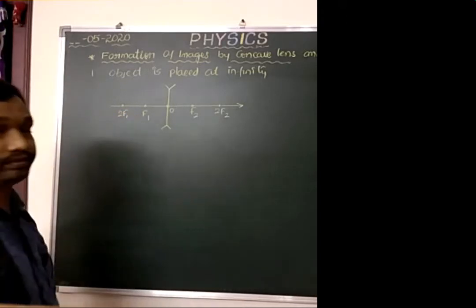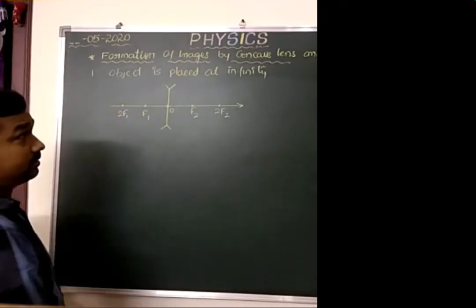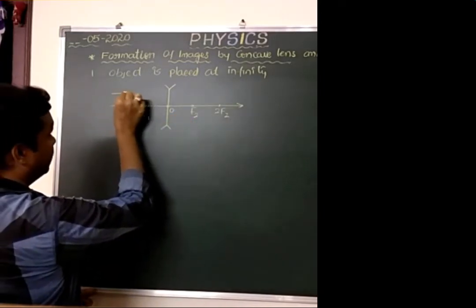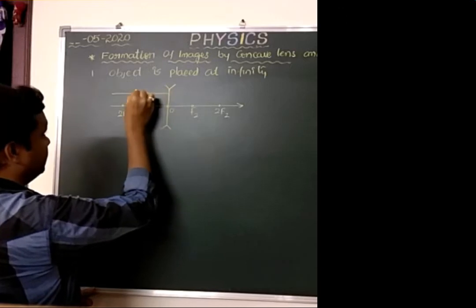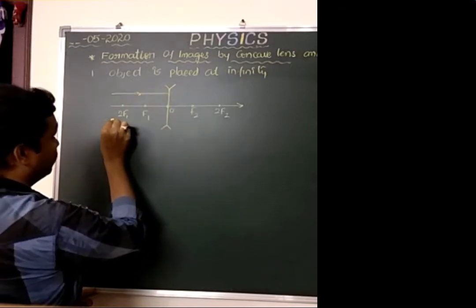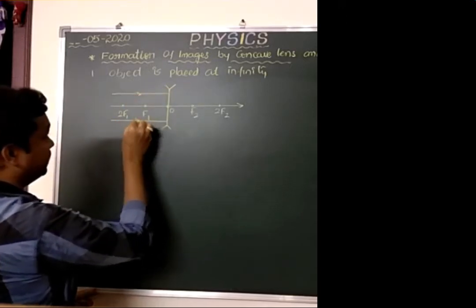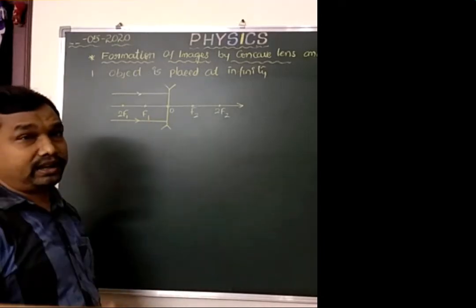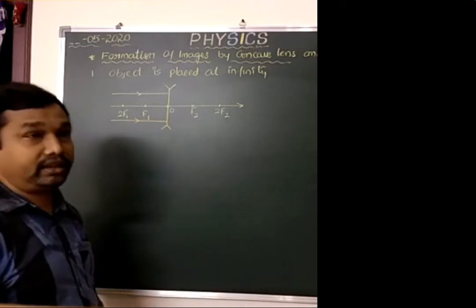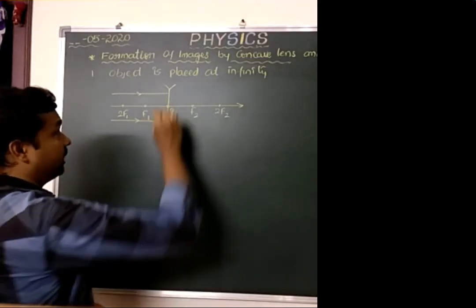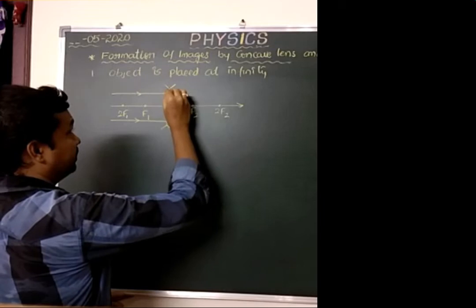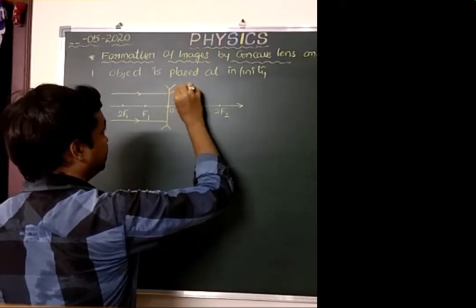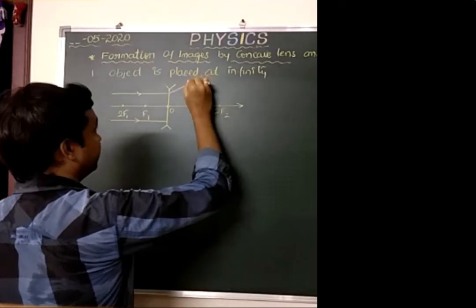Okay, object is placed at infinity in the sense we are taking the light rays which are parallel to the principal axis. This is the representation of object at infinity. Above the principal axis I am taking one light ray, below the principal axis I am taking one more light ray. But actually what happened, these two light rays diverge. The light ray which is incident on the lens gets diverged.